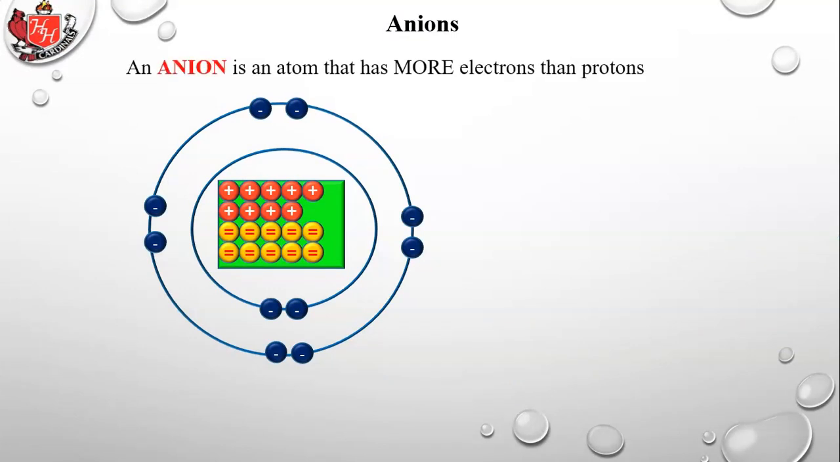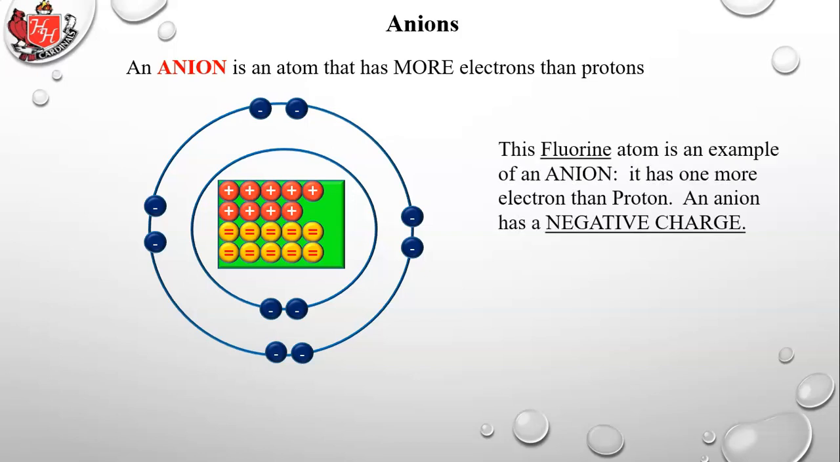An anion is an atom that has more electrons than protons. So what you're looking at here is a fluoride ion. This fluorine atom is an example of an anion, and once it becomes an anion, it's called fluoride. We'll get into naming in about a week. It has one more electron than proton, so count that. It has 9 protons, those are the plus signs inside the nucleus, and it has 10 electrons, 2 in the first orbital and then 8 in the second. That's a total of 10. So it has one more electron than proton, so that gives it a negative charge.